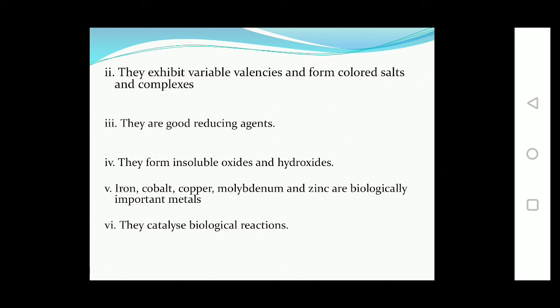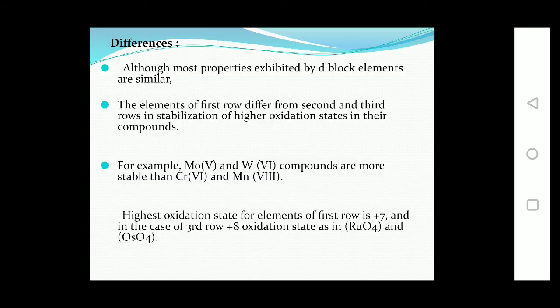Now we will see the differences. Differences between what? We learned in detail about the 3d series or first transition series. So is there any difference between the first series and the remaining three series? Very few points are there, which we will study. Although most of the properties are similar, the elements of the first row differ from the second and third row in stabilization of higher oxidation states in their compounds.